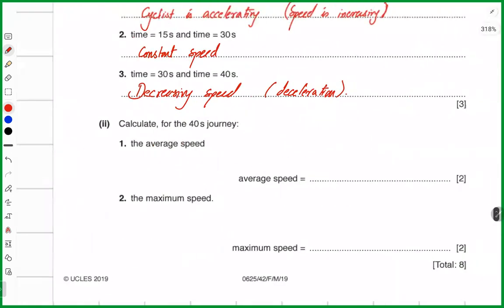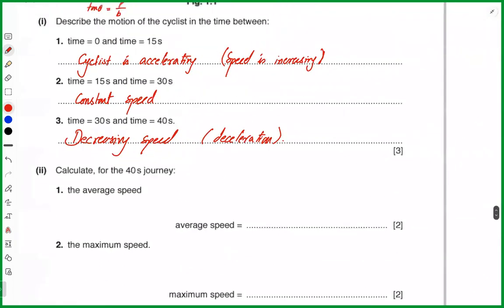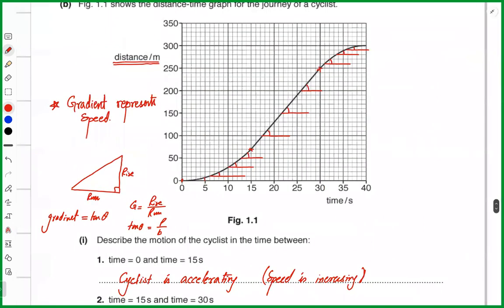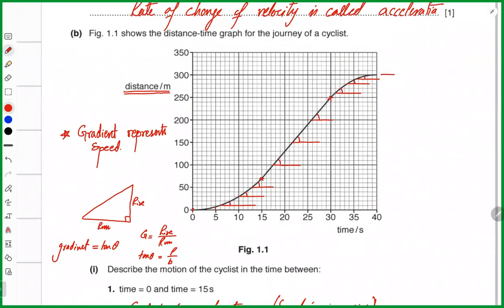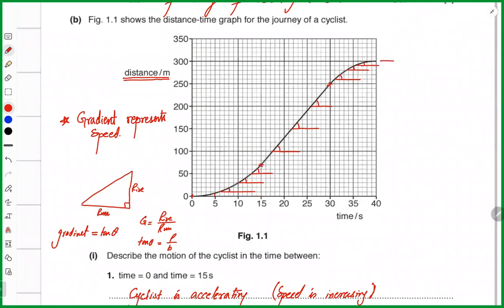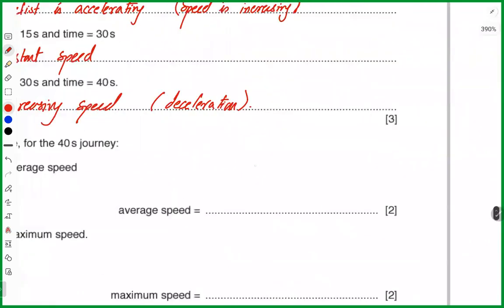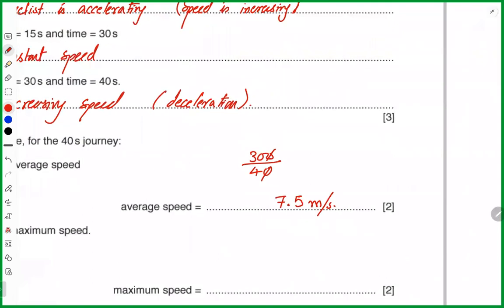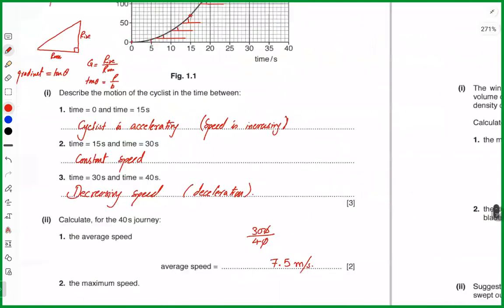Calculate for the 40 seconds the average speed and the maximum speed. Now, average speed is total distance divided by total time. What is the total distance traveled by the cyclist? 300 meters. So he travels a total distance of 300 meters in 40 seconds. So it is 7.5 meters per second average speed.